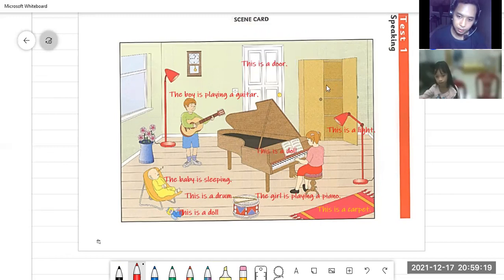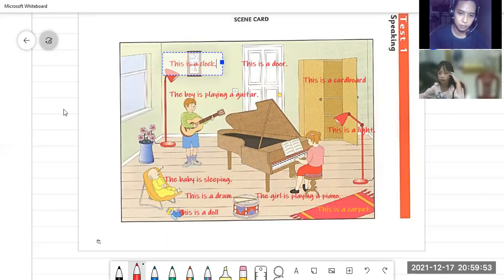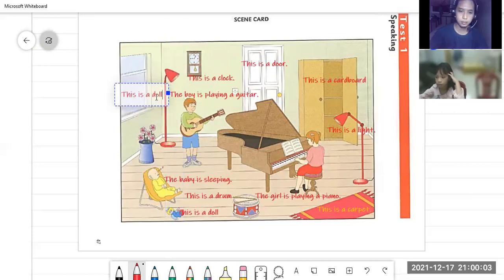Okay, next. This is a cardboard. Can you say? And next one, this is a clock. This is a clock. Okay, next is, this is a window.